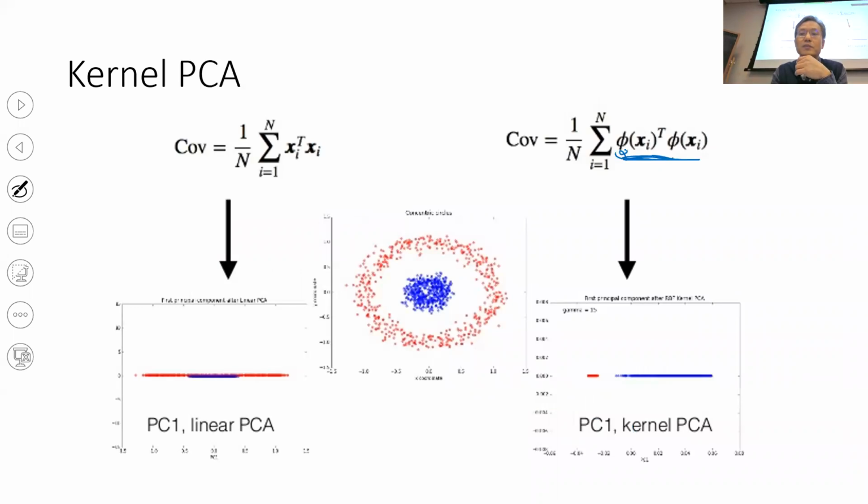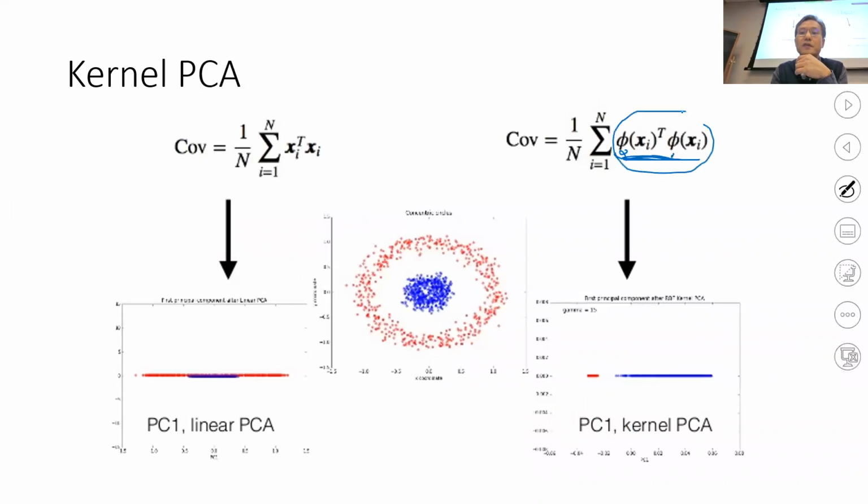So this is a transform. You see this covariance computation requires the dot product between these transformed points. It's called kernel PCA. So when you compute PCA, you need to have the covariance matrix. The covariance matrix contains all the dot products between data point features.